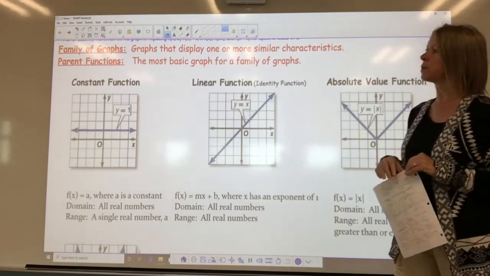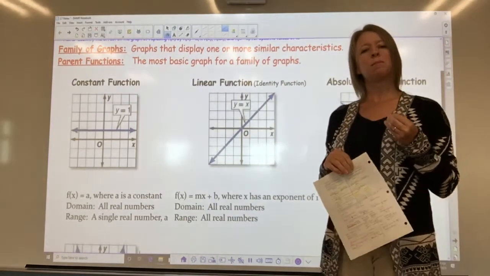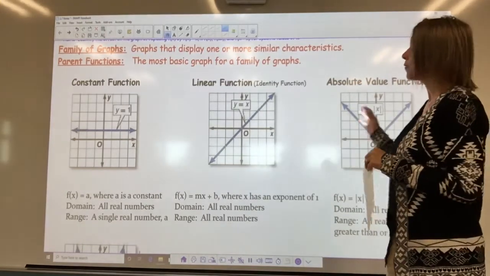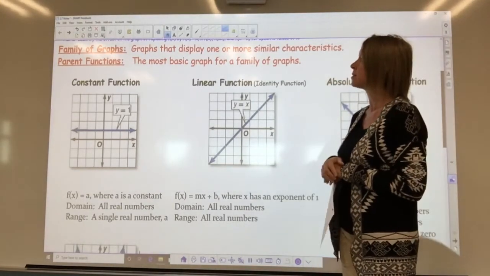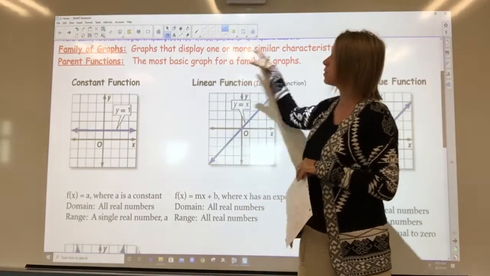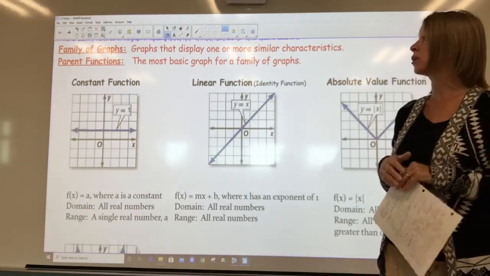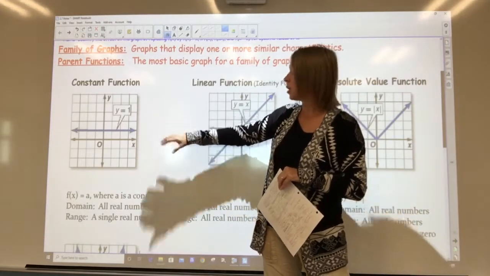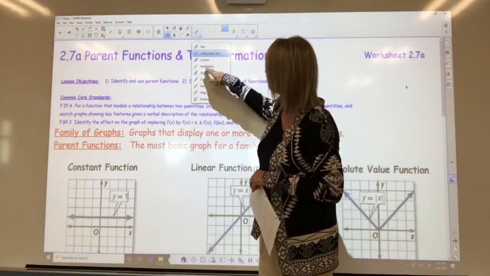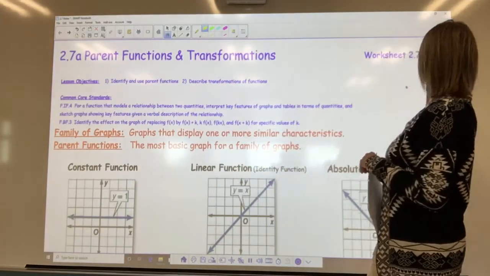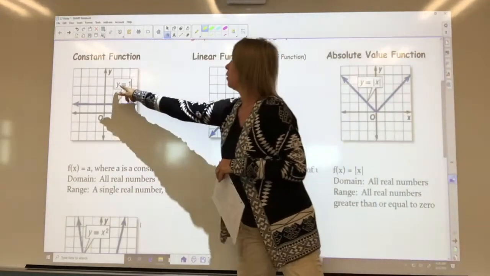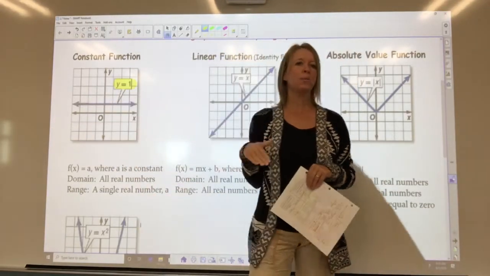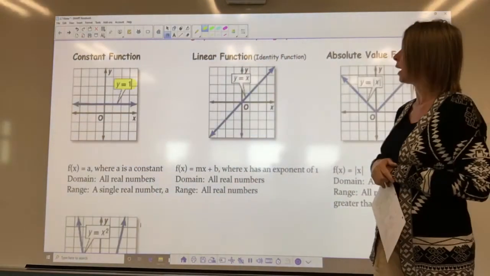So when we talk about transformations, what we're really talking about is making some type of a change to a graph. Okay? Graphs typically come in different families. Families of graphs are simply graphs that are displaying similar characteristics. Here you can see this is a constant function. It would be something like y equals a constant. Those graphs are all similar because they're all just flat horizontal lines.